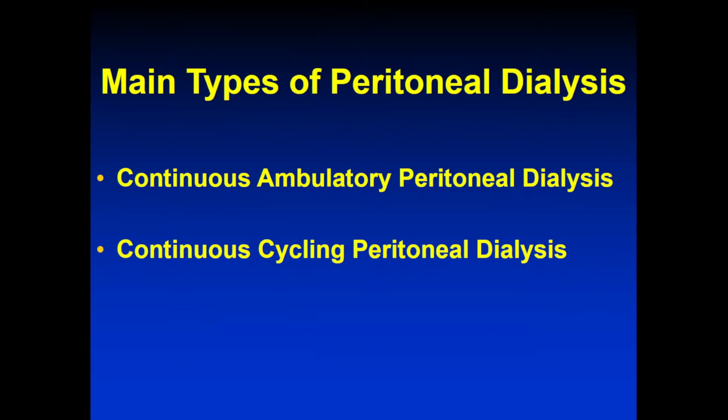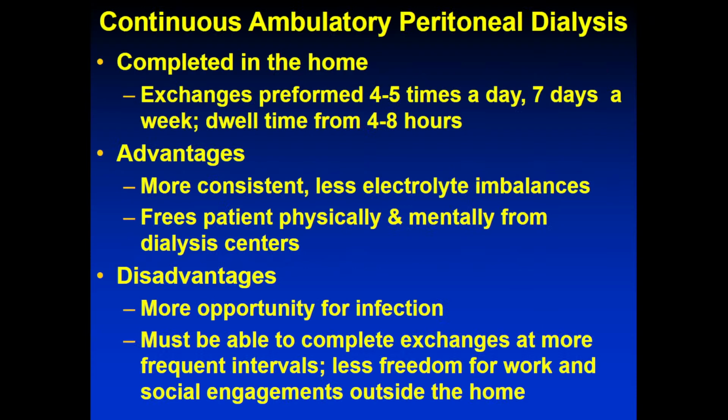Next, the main types of peritoneal dialysis. These are continuous ambulatory peritoneal dialysis and continuous cycling peritoneal dialysis. Both types of peritoneal dialysis are not so popular because they need very good cognitive function of the patient and very good cooperation with the medical system, with the doctor.